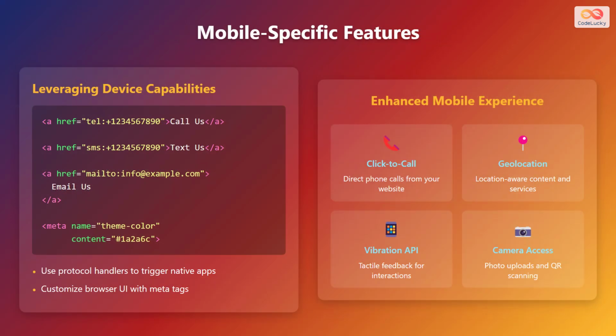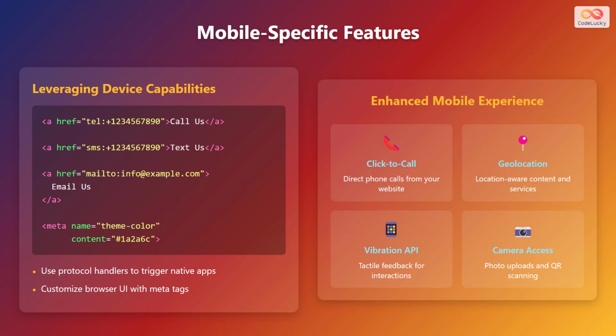Leveraging mobile-specific features can greatly enhance the user experience. HTML provides protocol handlers to trigger native apps like phone and messaging. The example code is anchor href equals tel colon plus 12345678990, Call us, closing anchor tag.